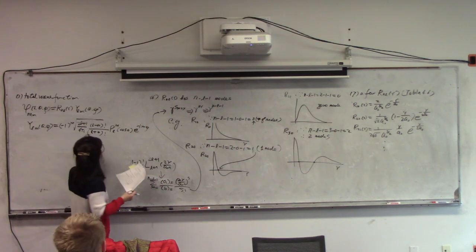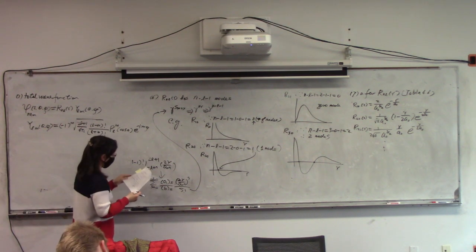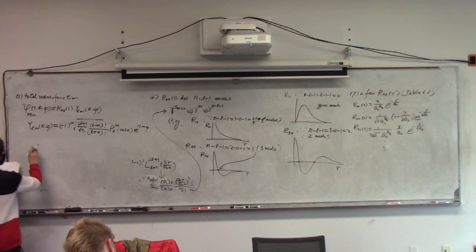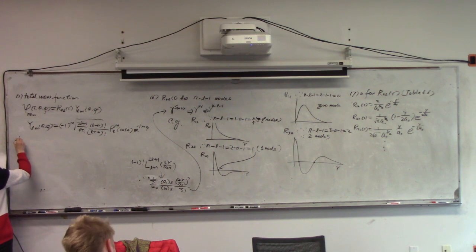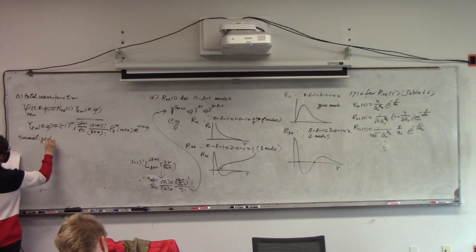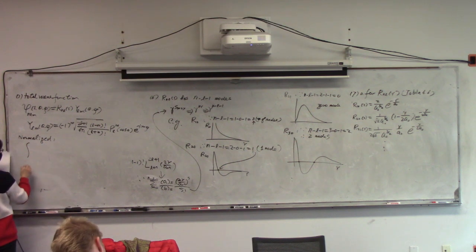Now, what we do is just substitute those together. Then we have this total function to normalize, since both are normalized, right? Normalized behavior.